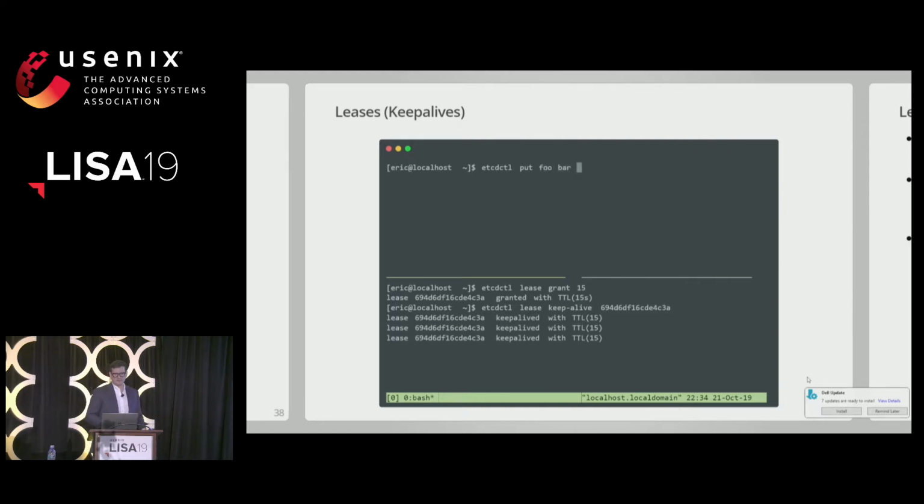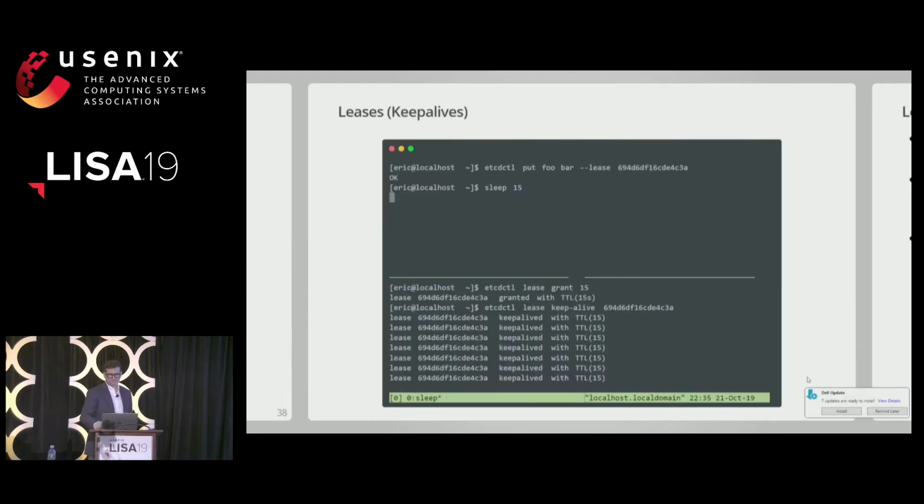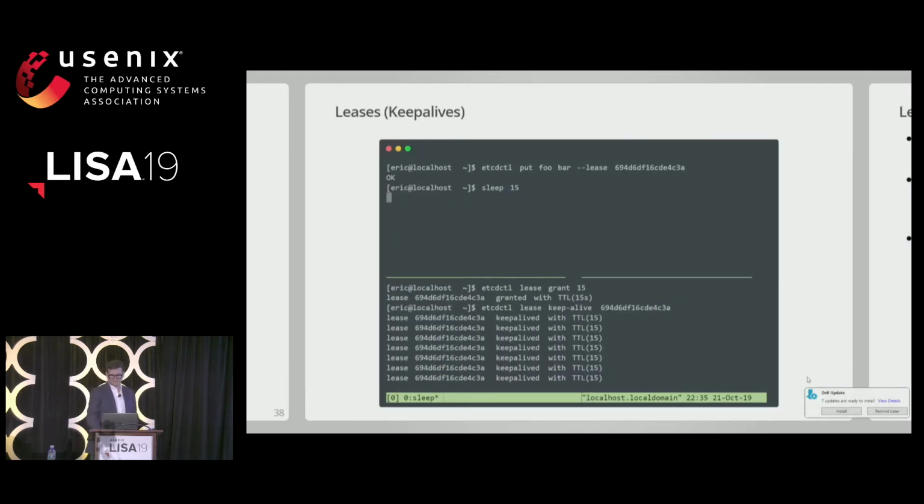And so the demo here is that we'll put a key with this lease and demonstrate, back to the Alps, that even after sleeping for 15 seconds or so, that key will still be around. Is it still there? Yes.